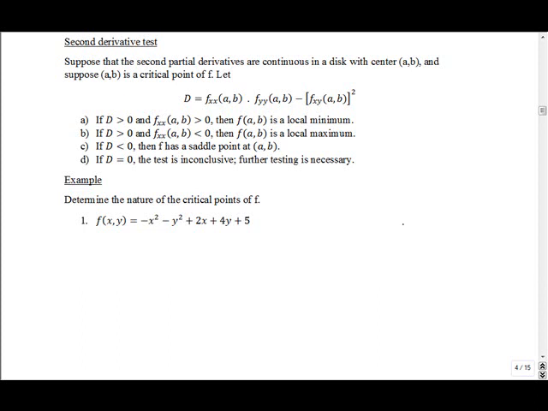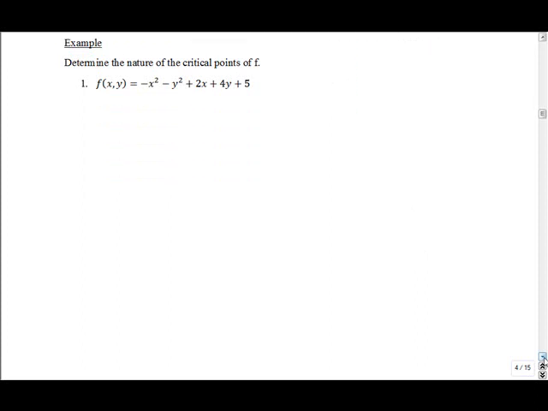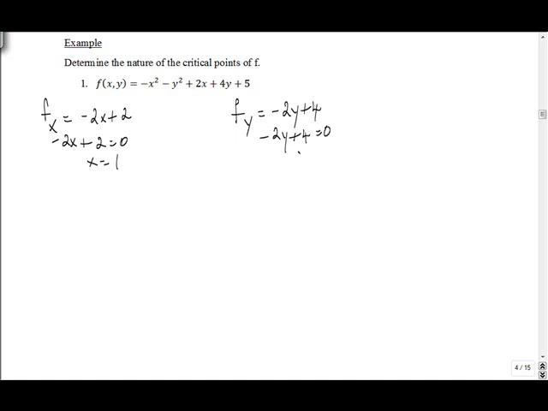Alright, so let's use this. Let's start with some easy ones. Determine the nature of the critical points of f. Let's find the critical points. The partial of f with respect to x is minus 2x plus 2. Put it equal to 0. X is 1. The partial of f with respect to y is minus 2y plus 4. Put it equal to 0. Y is 2. The critical point is 1, 2.